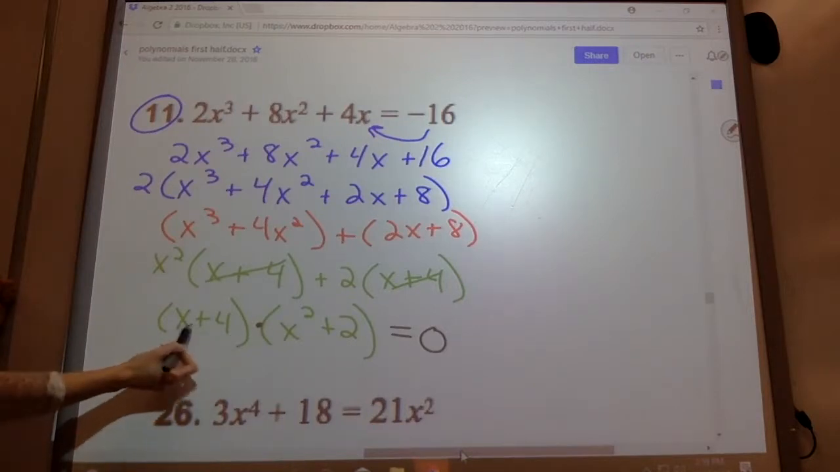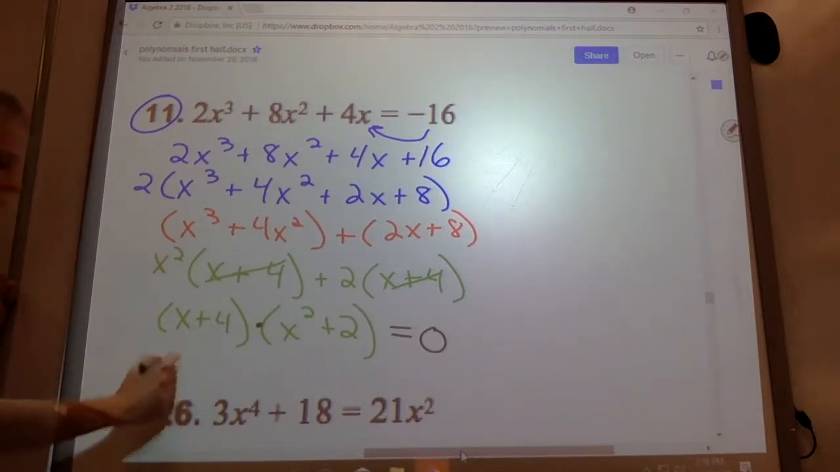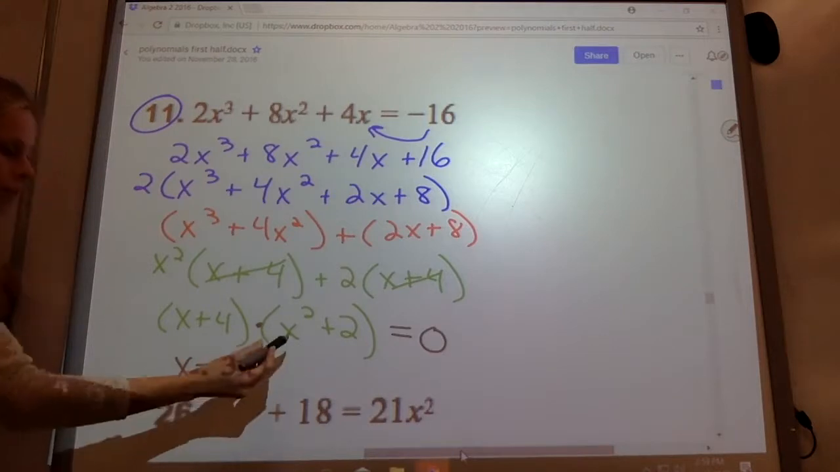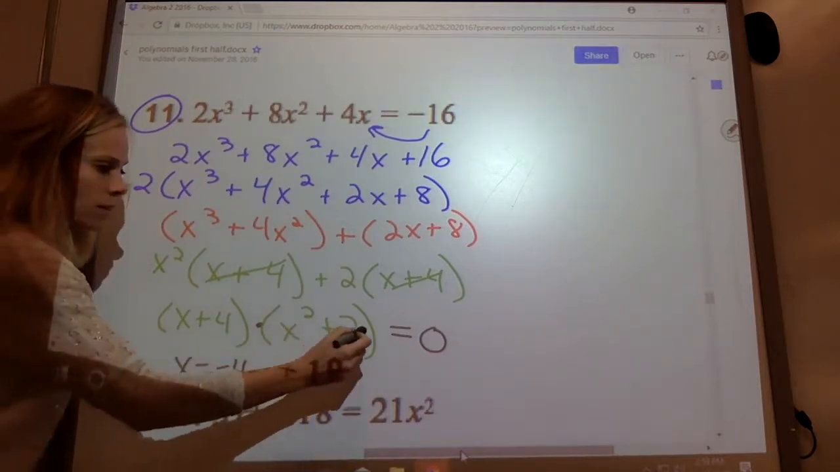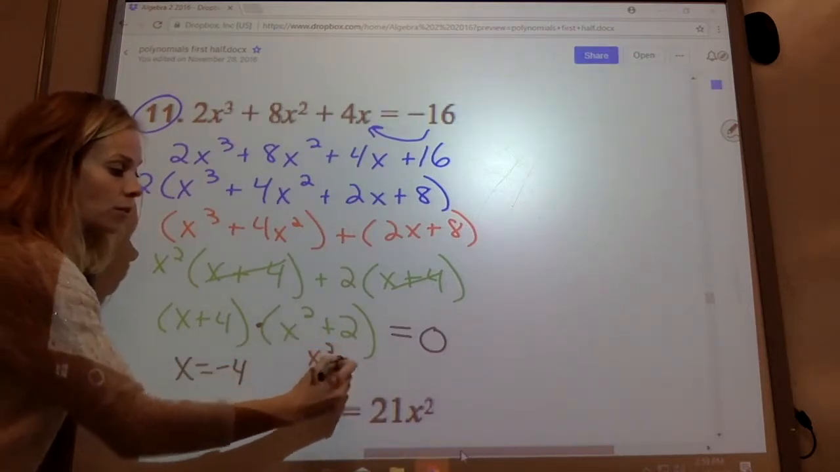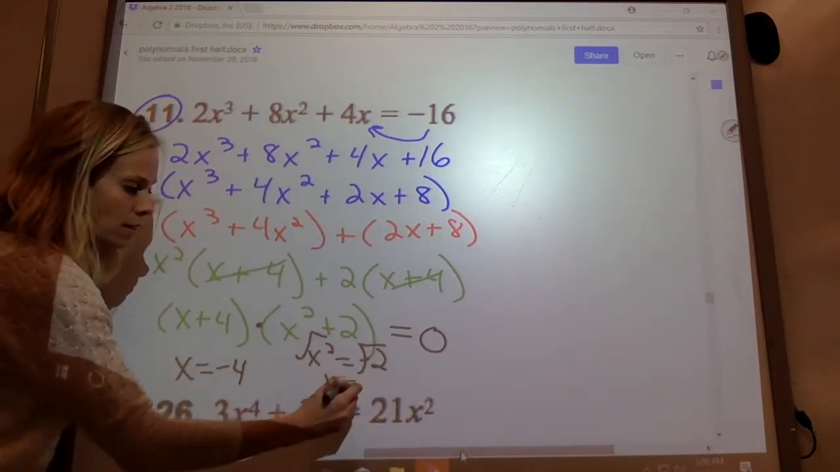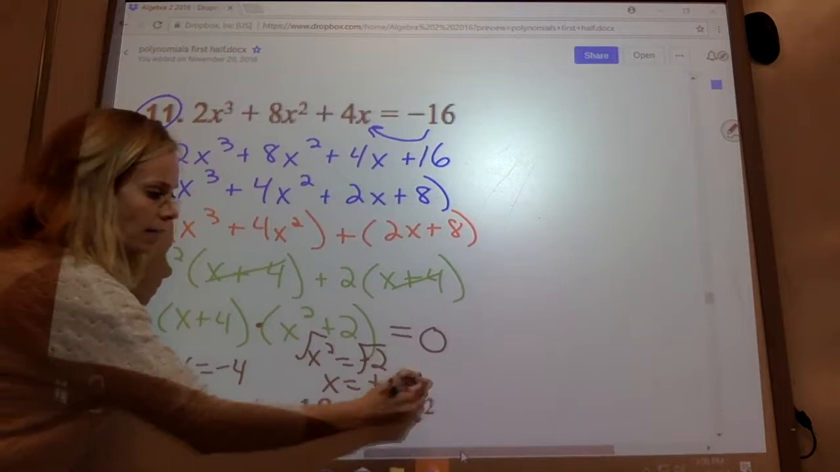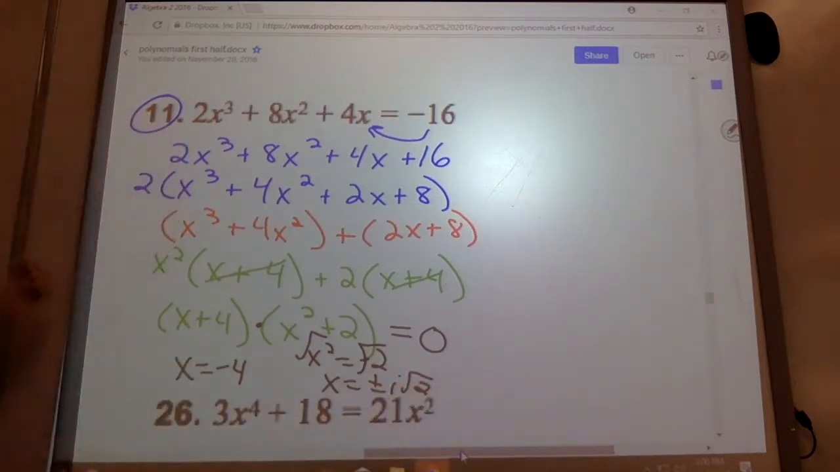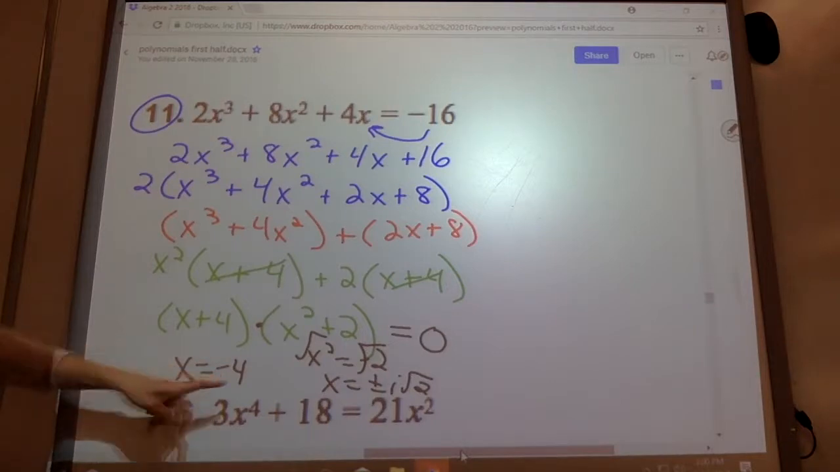here's the easy one. What plus 4 would give me 0? To solve this one, I would subtract 2, square root both sides, so I get plus or minus i root 2. So there's my 3 roots, -4 and plus or minus i root 2. What about, do we get rid of the thing that was outside?